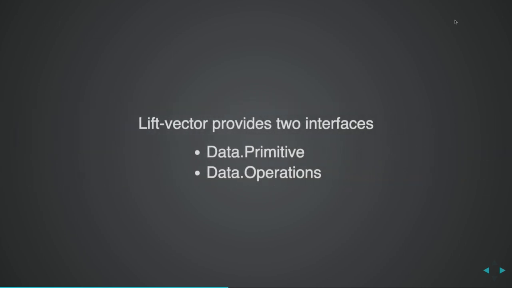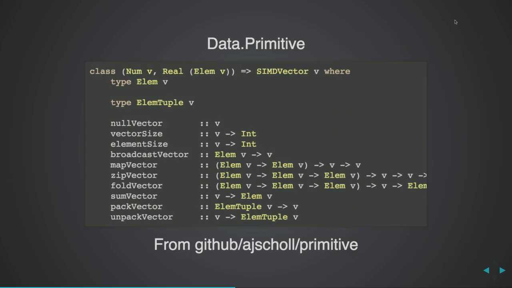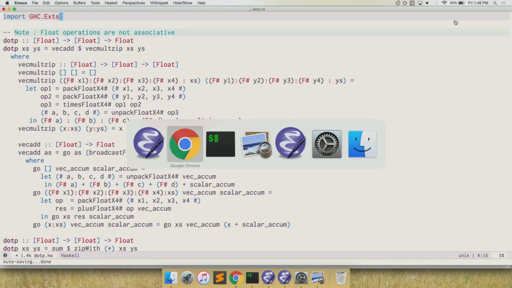So libvector provides you two interfaces to interact with the vector types. One is Data.Primitive, and the other is Data.Operations. With primitive, it just provides you a lifted version of the unlifted operations. And what operations does, I'm going to show you later. But this is what the primitive module is. This originally exists in this code base, ages ago, called primitive, but that was for the LLVM backend. This is what it looks like right now.